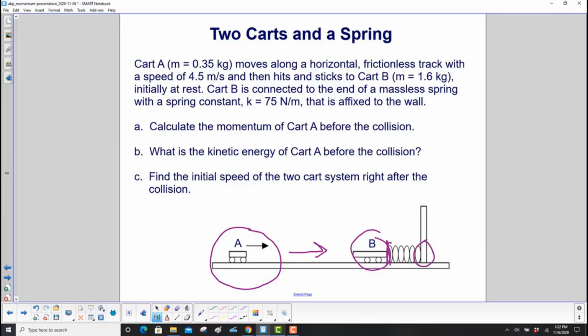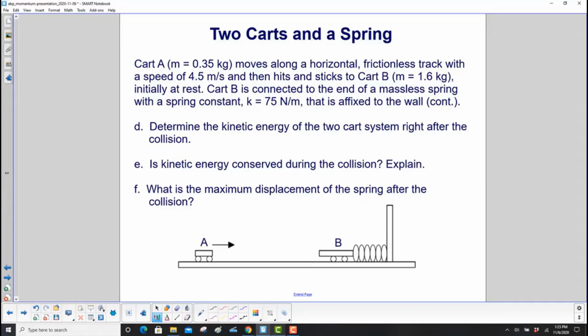Calculate the momentum of cart A before the collision. What is the kinetic energy of cart A before the collision? Then find the initial speed of the two-cart system, when A is pressed up against it like this, right after the collision and before it starts compressing the spring. Determine the kinetic energy of the two-cart system right after the collision. Is kinetic energy conserved during the collision? Explain. What is then the maximum displacement of the spring after the collision?